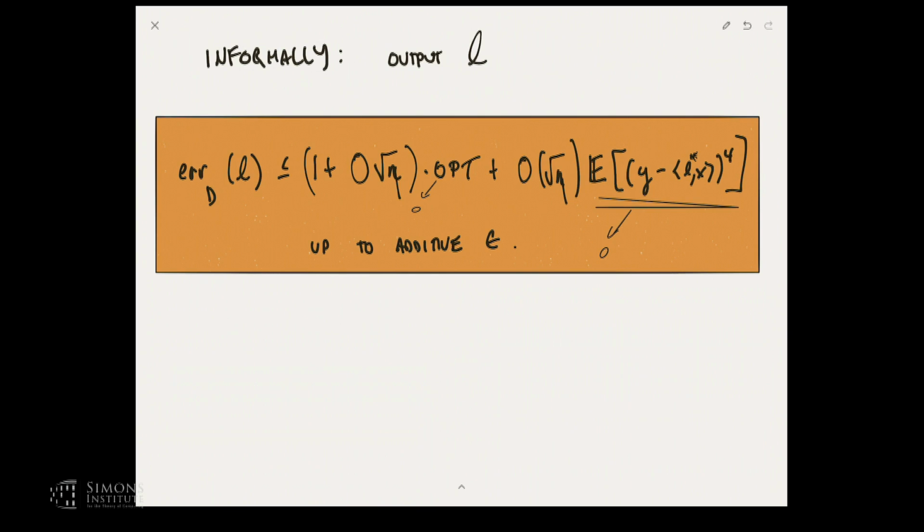For the more general agnostic setting, we'll get something like opt plus epsilon with these factors of 1 plus square root of eta sitting there. And we'll also need, as I mentioned, assumptions on the marginal distribution on X. But these assumptions are unavoidable because if you don't make one, the problem is impossible.